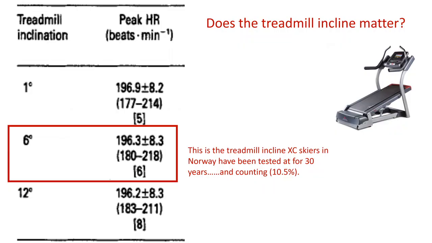That way they don't have to actually run very fast, because fast running is not what they're trained to do. Whereas track athletes, they use 1% incline. Orienteers, they use 5% incline. So it's a little bit individualized based on what the athletes are used to do in their training.